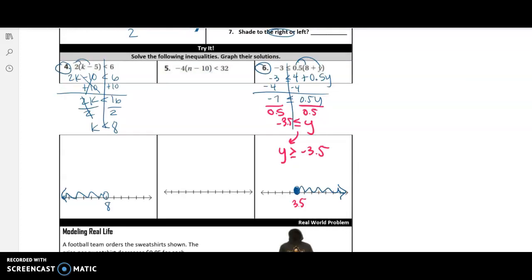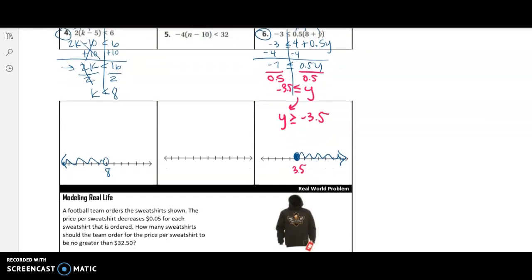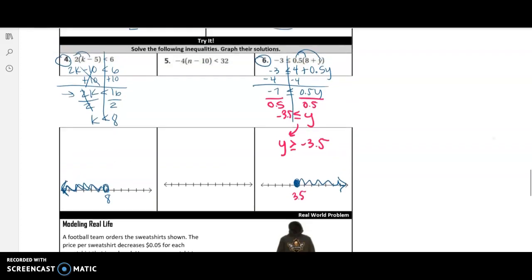Right, on number 4, we multiply 2 times k, and we get 2k. 2 times -5 gives us -10. To get rid of that -10, we're going to add 10 to both sides. And that gives us just a 2k on this side, and then 16, because 10 plus 6 is 16. We're going to divide by 2 on both sides because we're multiplying by 2 on the left, and 16 divided by 2 is 8, so I have k is less than 8. That's an open circle at 8 going to the left.